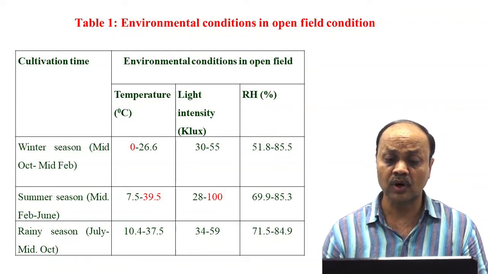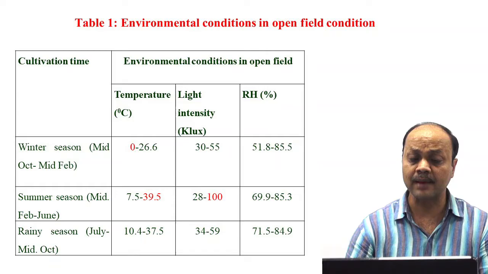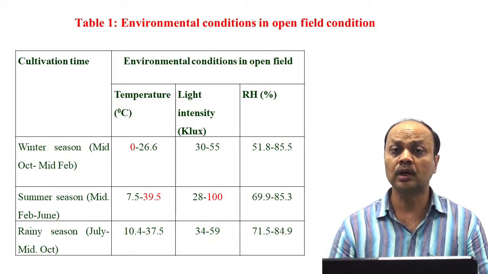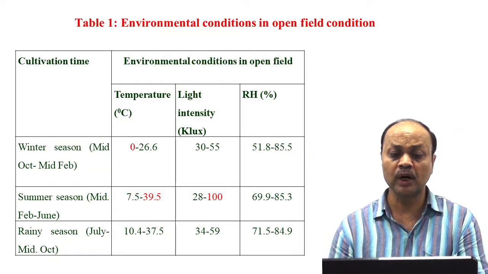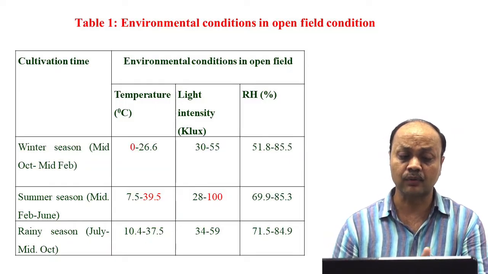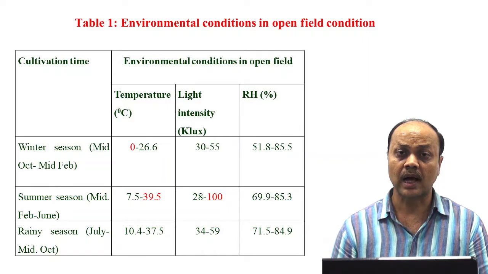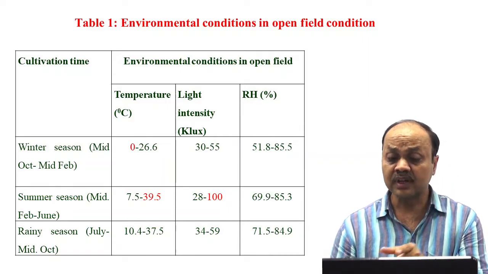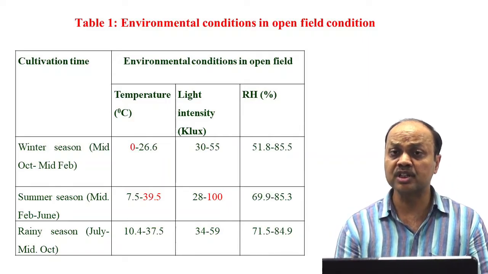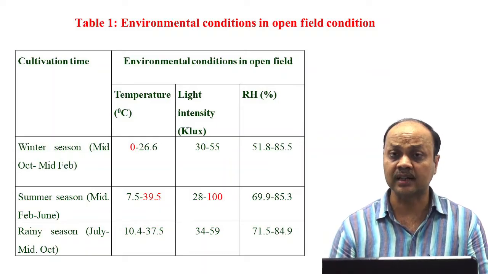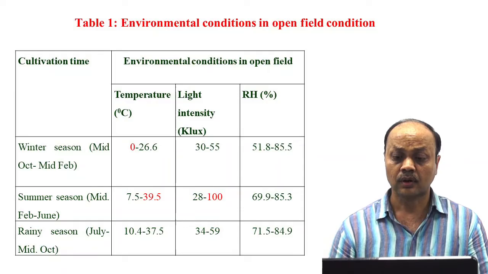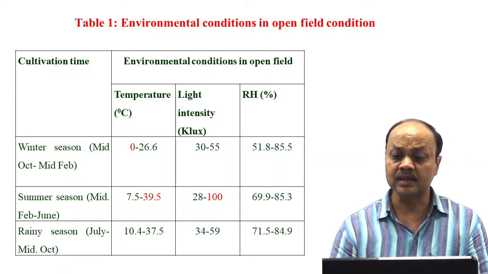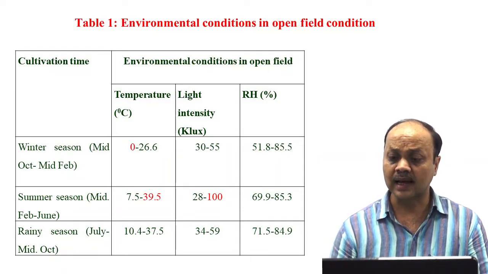You can see what the environment condition is in the open field. From this table 1 you can see that I classify the total 12 months in 3 seasons: winter, summer, rainy. From mid-October to mid-February I have taken winter. Like that, I have classified summer and rainy season. During winter your temperature varies at Kake from 0 to 27 degrees C.